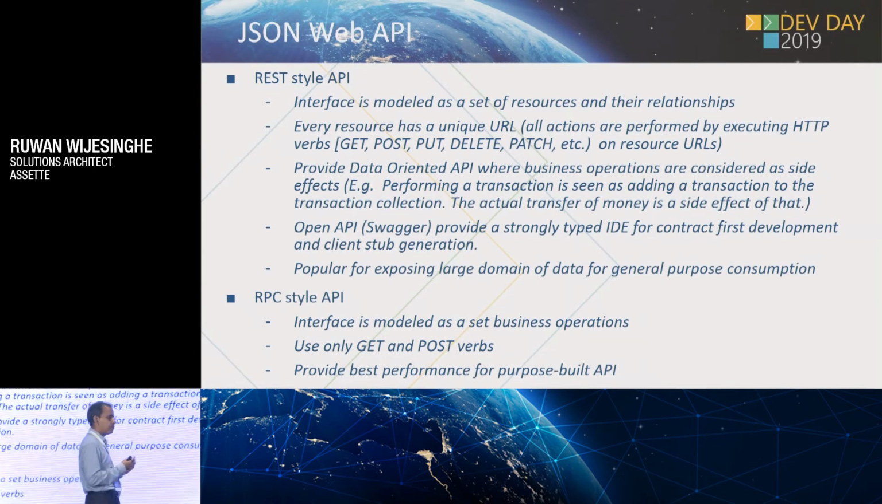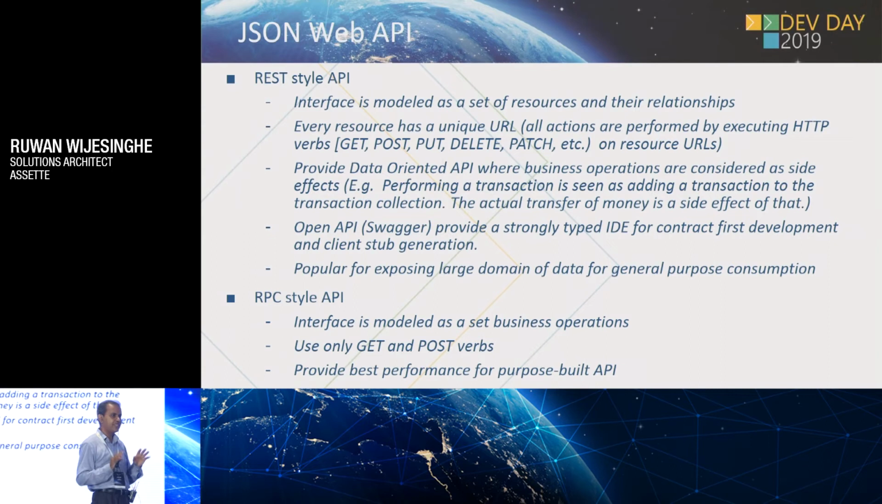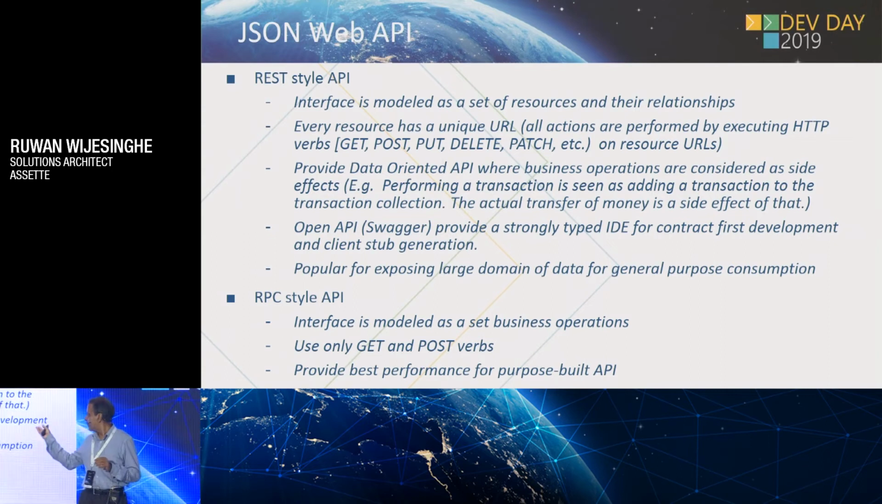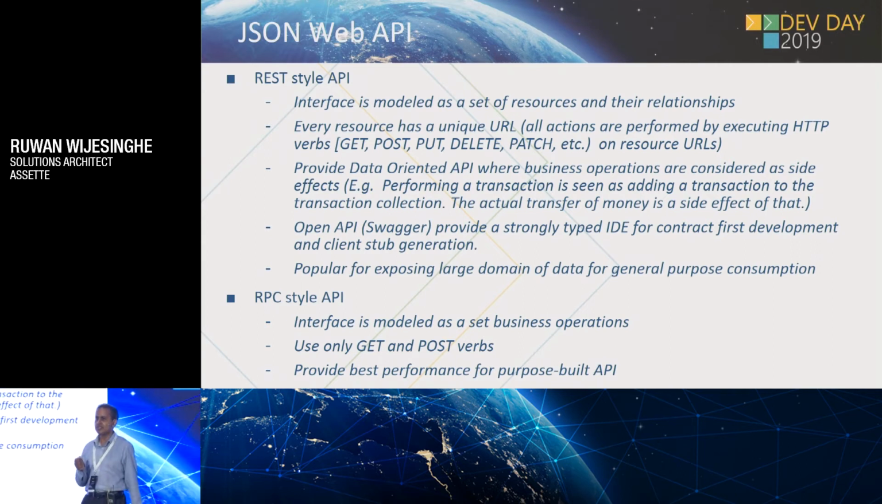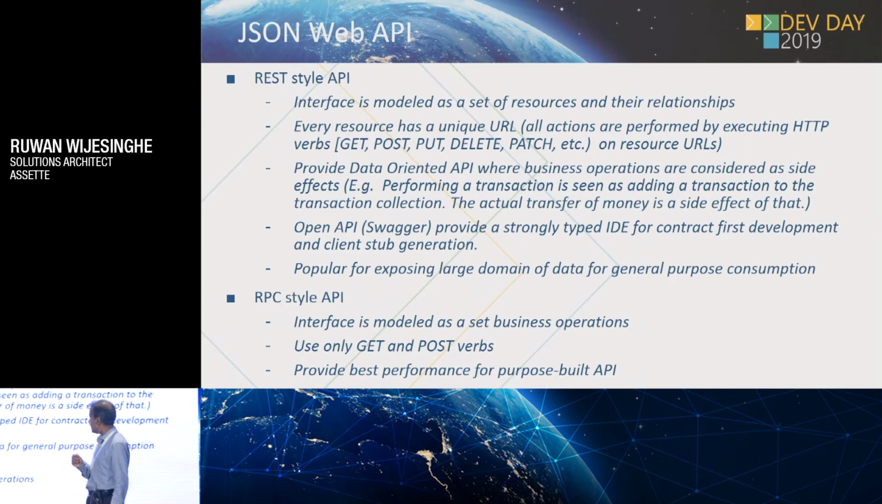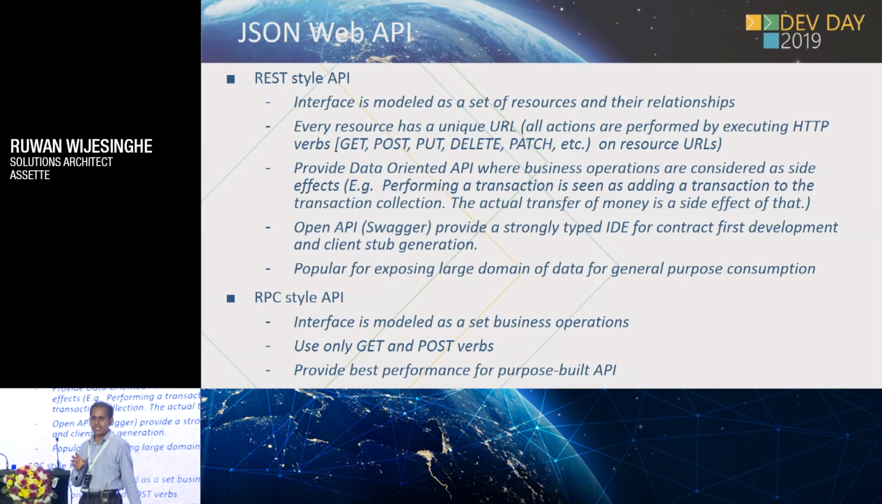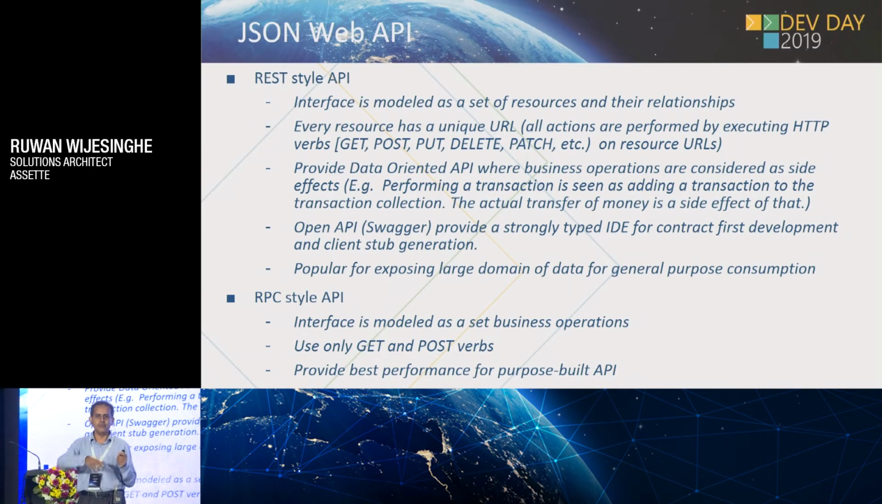But those REST APIs are widely popular, but if you look at real implementations, just like SOAP, 90% of the real web API implementations are RPC style JSON APIs rather than REST APIs. Because the advantage of an RPC API is the interface is based on the business operations or business intent. So if you have purpose-built APIs, like if you don't know what the API is going to be used for, and you just want to expose information, REST is the best approach.